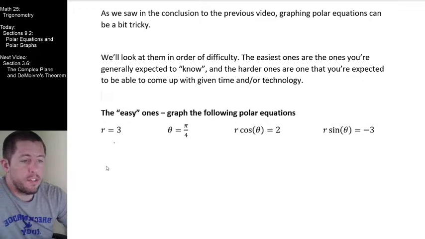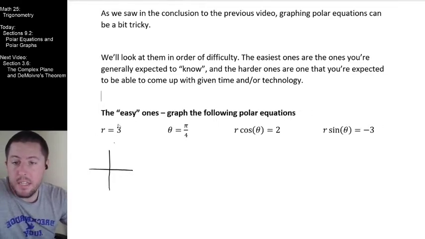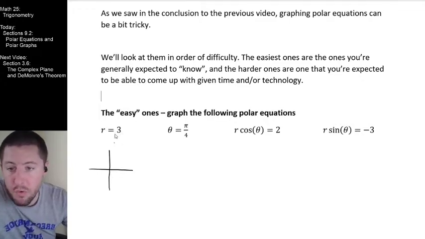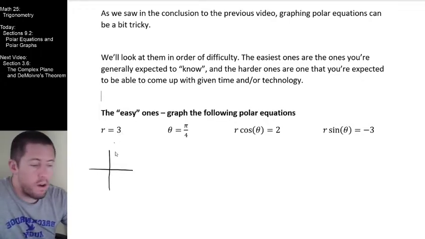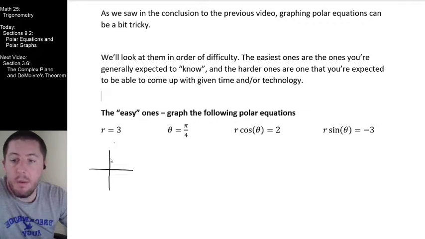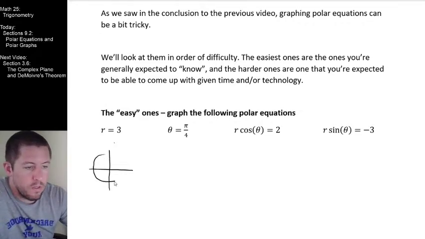So our very first graph that we're looking at here is the graph of r equals 3. What this says to me is I would like to graph the set of all points that have a radius of 3, that's a distance of 3 from the origin, and it appears that there is no restriction on angle. So how do we graph the set of all points that are 3 units away from the origin? Well, this should just be a circle, right? Should be a circle of radius 3.